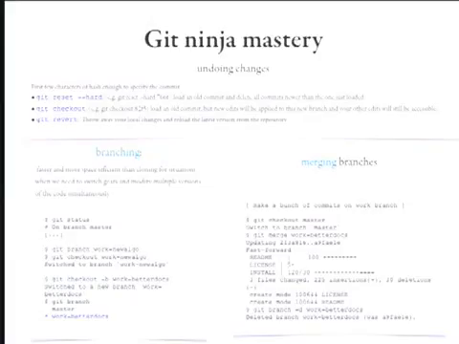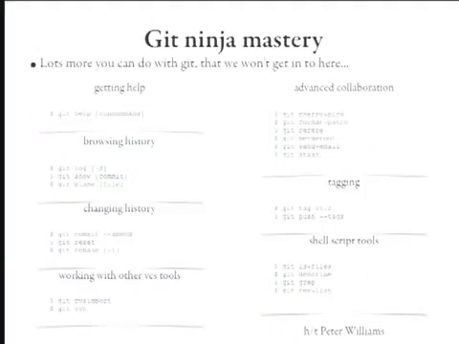So there's lots more that you can do with Git as well. There's also things like you can get help from all subcommands. You can browse through all your history, change history if you want. If you want to change the commit message that you made before, you can do that with something called rebase.